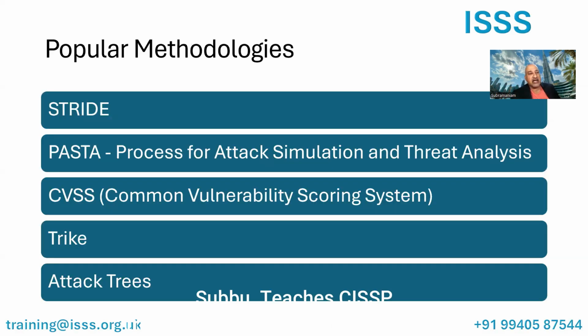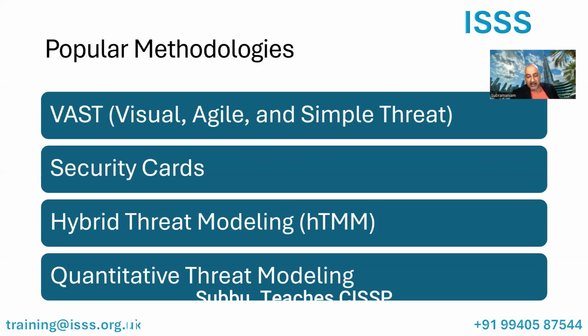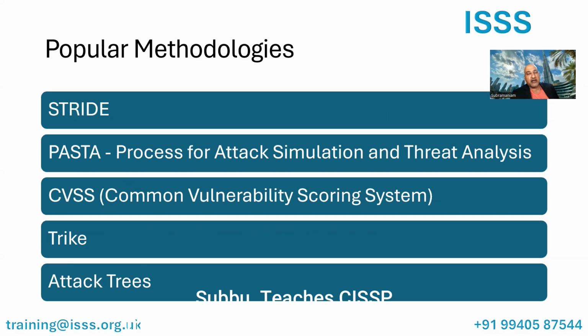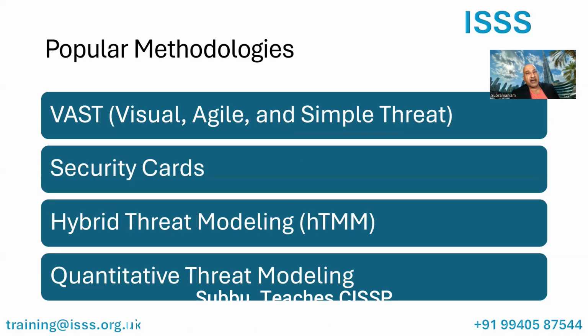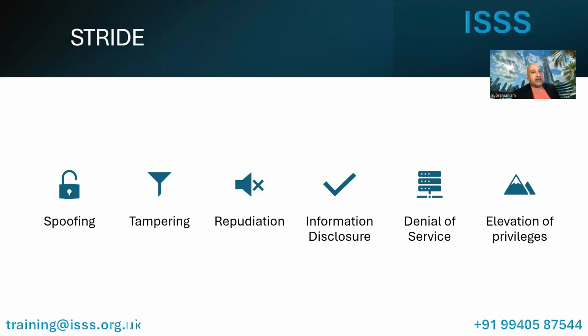The threat modeling methodologies are STRIDE, PASTA, CVSS, Trike, attack trees. For attack trees, we have beautiful documentation from the cybersecurity group brochure on this. You can Google it and you will have this documentation. Simple but very effective. VAST, security cards, hybrid threat modeling, quantitative threat modeling. STRIDE is something which is very important for your CISSP examination. I will try to cover the 19 different varieties of threat modeling as a separate video.